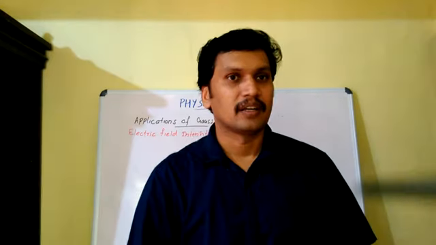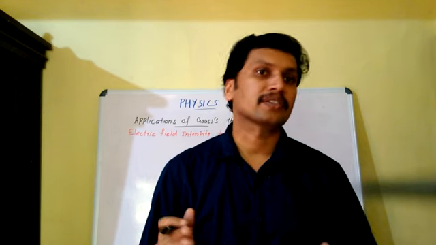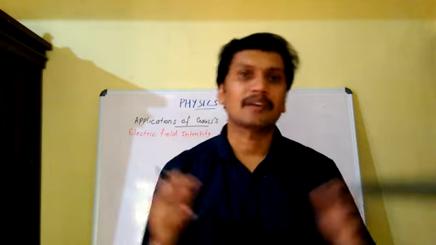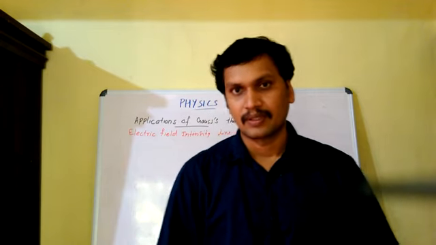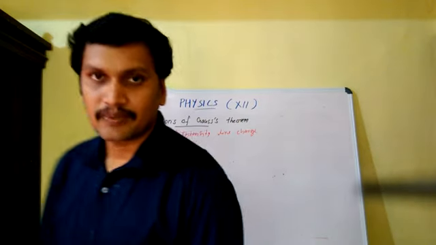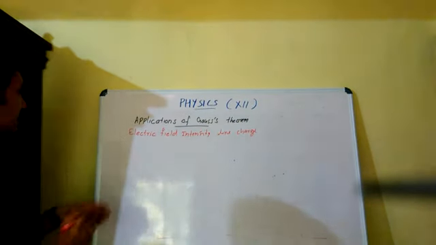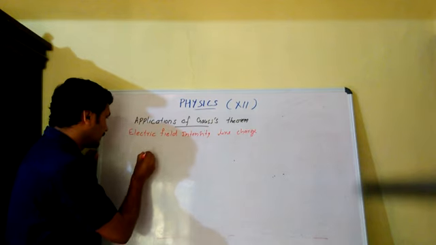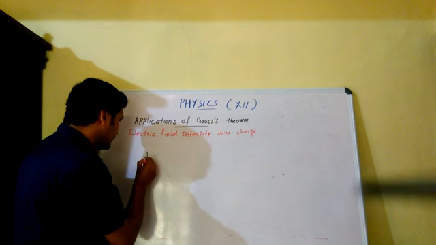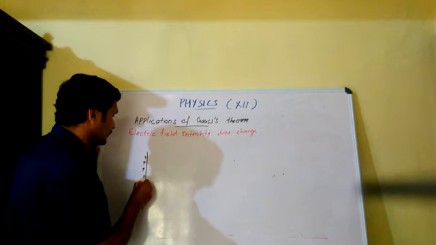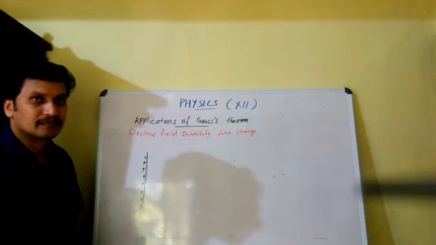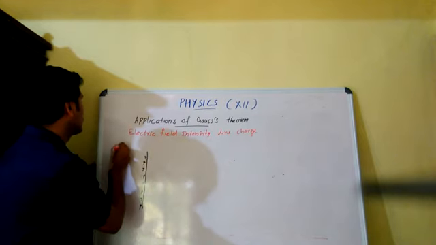Hello friends, now we are seeing how Gauss's theorem can be used to find electric field due to a large number of charges. Instead of a single charge, we have a large number of charges. Here, we are taking a situation where we have a conductor of infinite length and it is uniformly charged throughout its length. A uniformly charged infinite line conductor having a charge density of lambda.